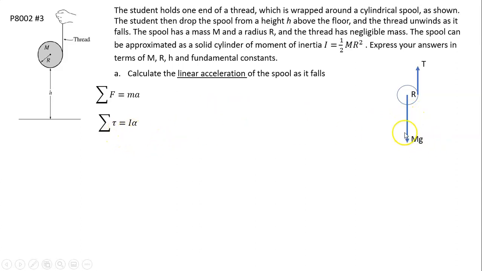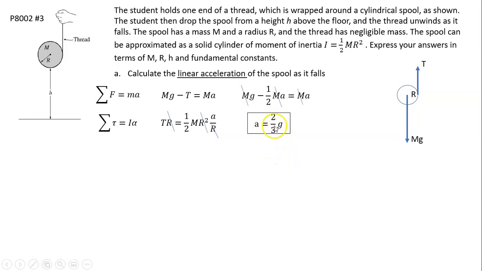For the torque, mg does not produce any torque because it passes through the center of rotation. The only force producing torque is the tension. So we have these two equations. Here is I, and alpha equals a over r because it's rolling without slipping. We can cancel out r. So T equals 1/2 ma. Substitute T into the first equation and add 1/2 ma on both sides, then you can solve for a. That's a equals 2/3 of g. By the way, you can also cancel out the mass to make it easier.